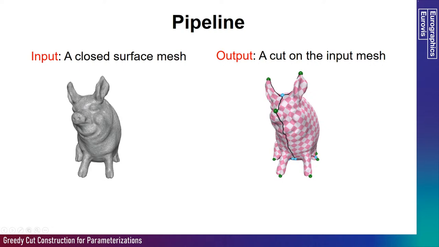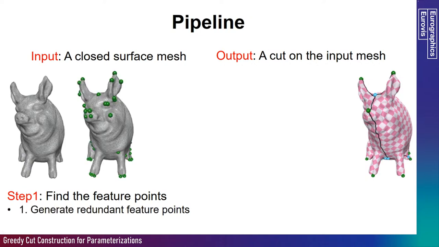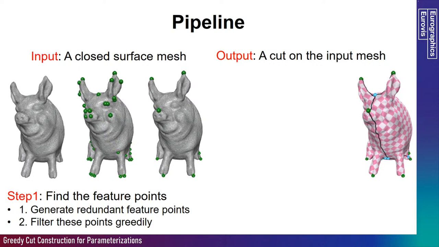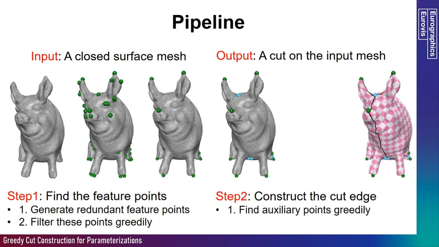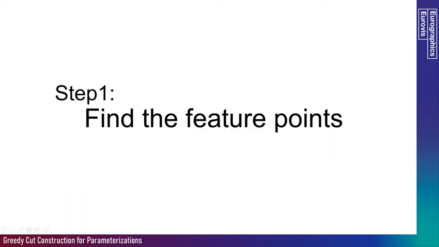There are two main steps in our algorithm. Step 1 is to find the feature points. In this step, we first generate a proper cut to find the redundant feature points, then conduct a greedy filtering process to eliminate the points that have little impact on the results. In step 2, we aim to find a tree to connect all feature points. Firstly, we greedily find some auxiliary points. Then, we connect them with the feature points. Next, let me describe each step in detail.